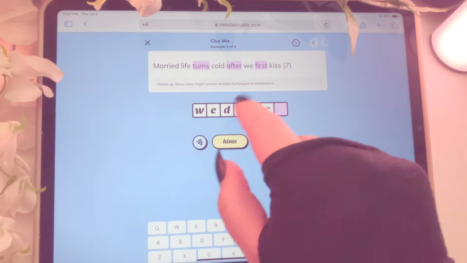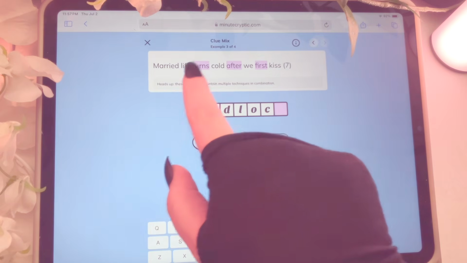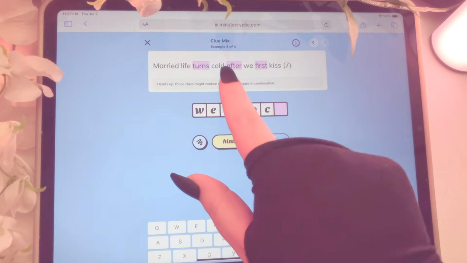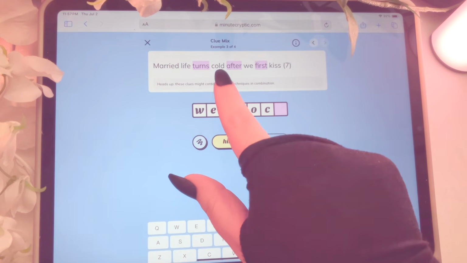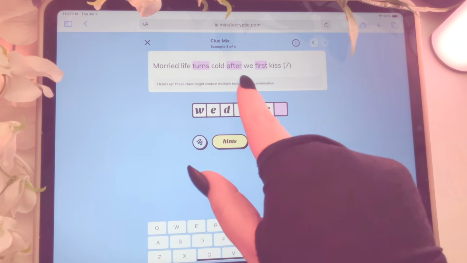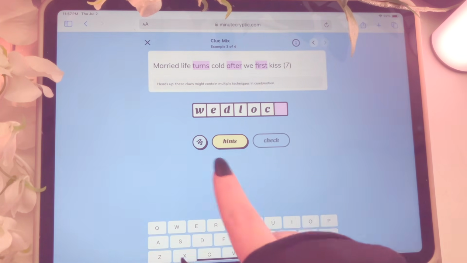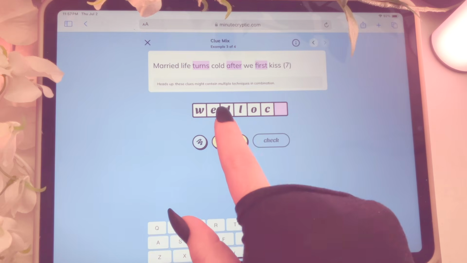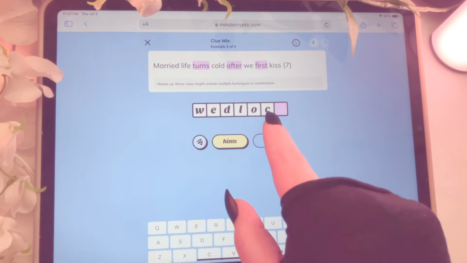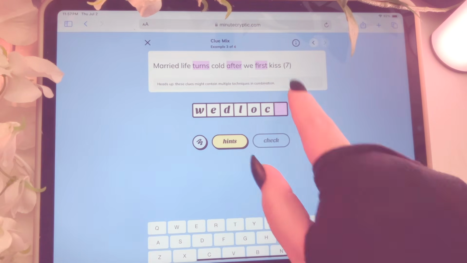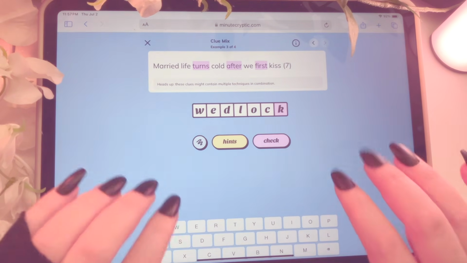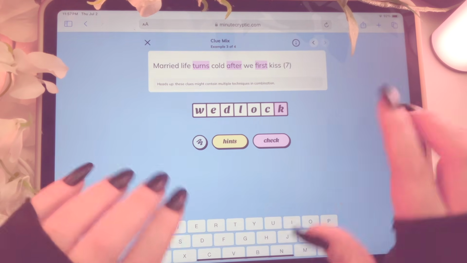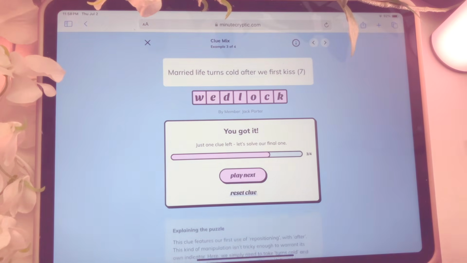The K does not go first. It does not go before cold backwards. It's just that the cold backwards goes after just the we. We just put in we just as it is, unchanged. So we, and then cold backwards, which is D-L-O-C, and then we finish it with the first letter of kiss. Okay. Wedlock. I forgot that word existed. I said matrimony. Wedlock. There we go.